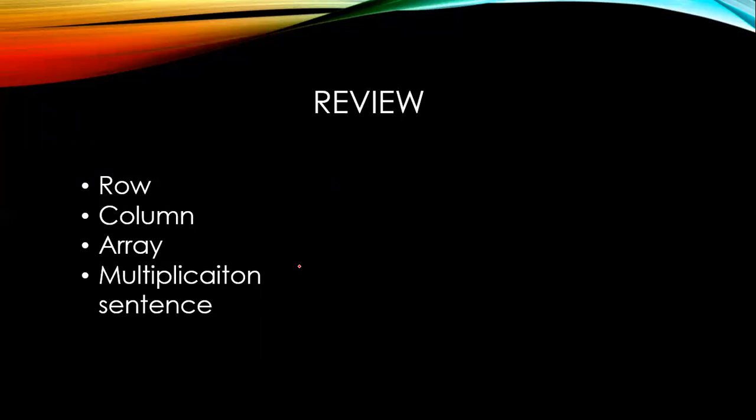All right, so hopefully you enjoyed those situations. Let's review. A row is when objects are horizontal, they're side by side. A column is when objects are one above the other, they're in a vertical line. An array is when you have objects that are arranged in rows and columns. So we have straight lines across, straight lines down with those objects. And a multiplication sentence is when you have numbers and symbols in an equation or a number sentence. You have numbers and symbols to make a sentence.